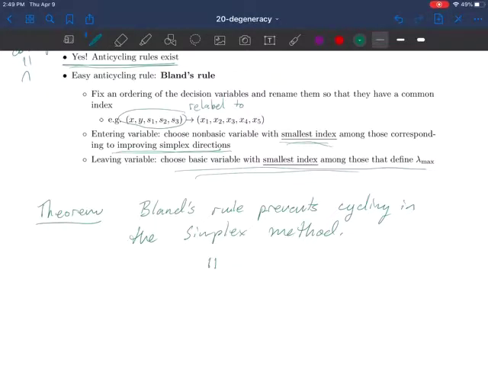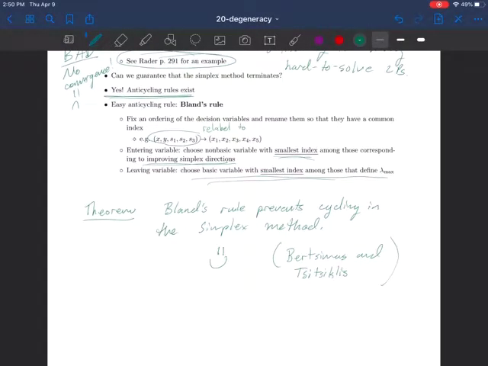The proof of this is actually one of the deepest proofs in fundamental linear programming theory. If you want to find out about the proof, you can ask me. I can also refer you to a textbook by Bertsimas and Tsitsiklis. If you want the exact reference, please ask me. He has a Greek name.